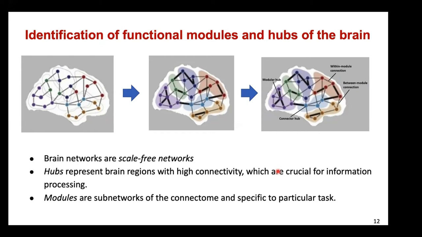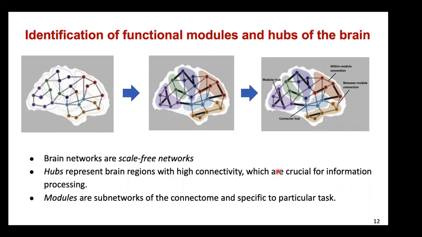So these networks have hubs, that means highly connected nodes. The hubs are highly connected nodes, and they are the most important. In a power grid, for example, in the cities you have very high connectivity. So those are the hubs. And in brain networks also, you have some regions which are very important in the communication in the brain.